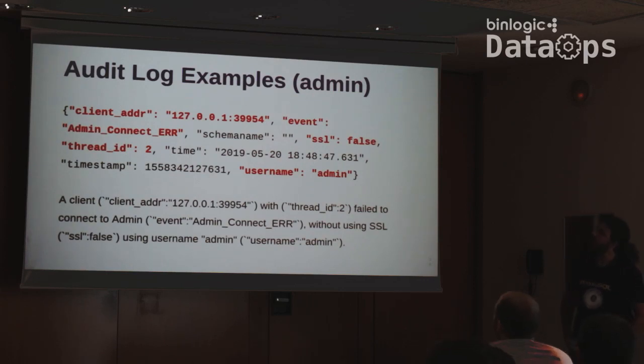Here is an example of what an entry looks like. In this case, a client using this IP tried to connect. It failed, so you have an admin connect error. It didn't specify any schema name, and was not using SSL. It was given thread ID 2, and the thread was not verified, so just a normal session, an internal session ID, and was using the username admin. And this is the time when this happened. This is in human readable format, while this one is a timestamp in milliseconds.